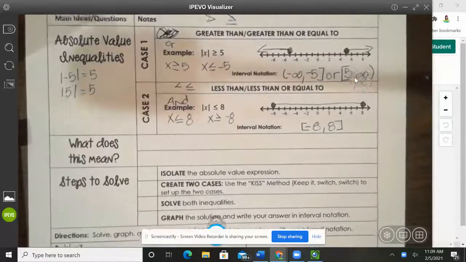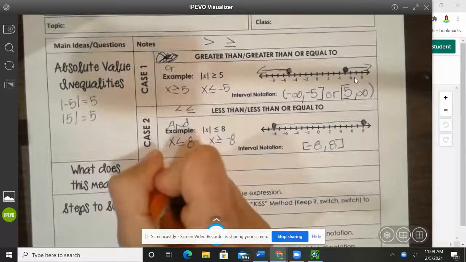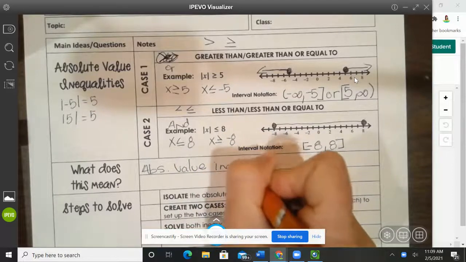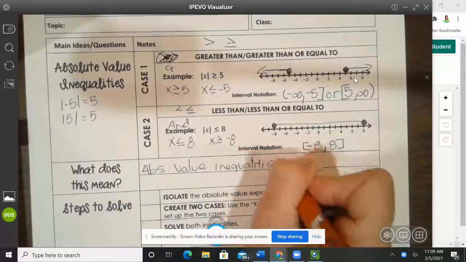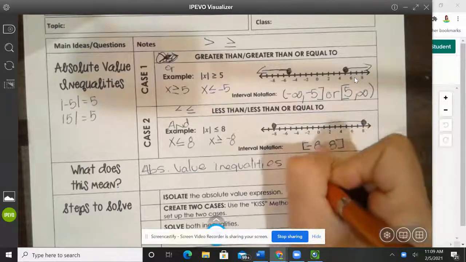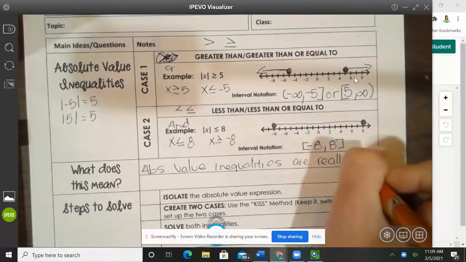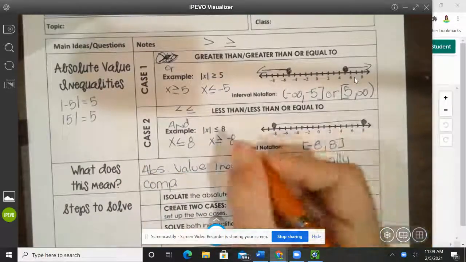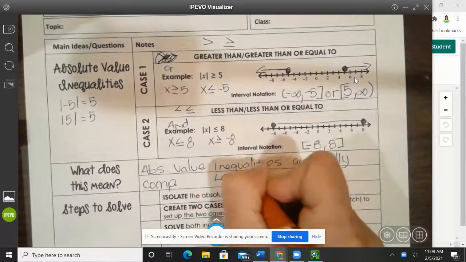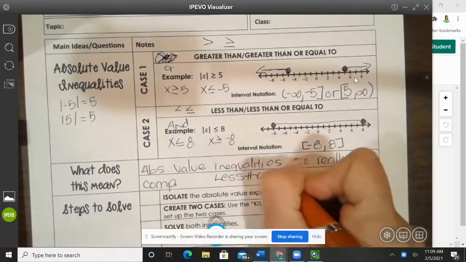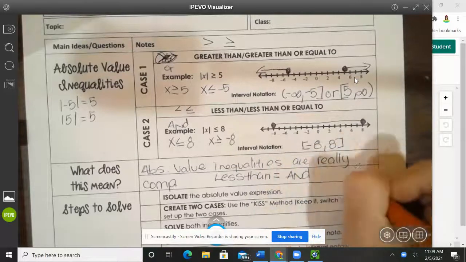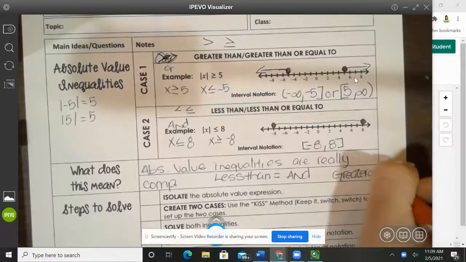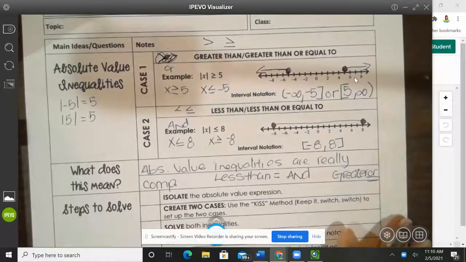So what does this mean? Well, absolute value inequalities are really compound inequalities, right? Compound. And so less than or equal is an "and," greater than is an "or." Okay, I'll just put it like that really quick.